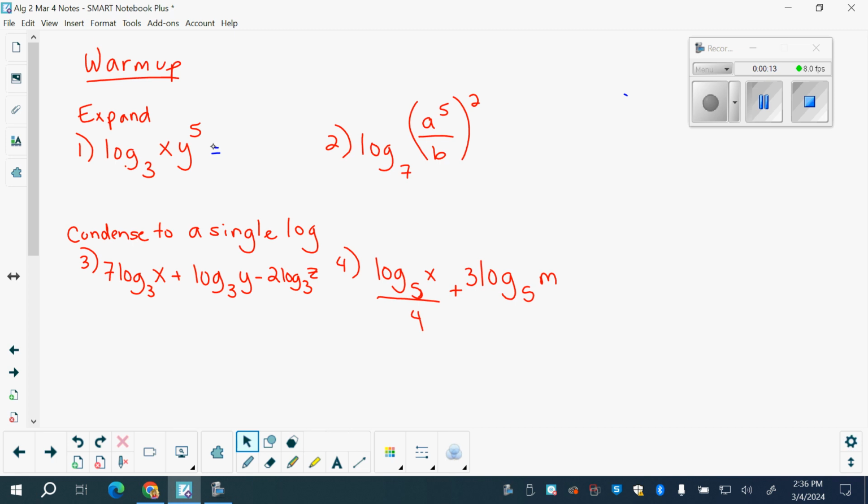Okay, on this first one, what do we do on this first one? Log base 3 of x plus... why plus, Jane? You're right. Yes, so this is multiplication here.